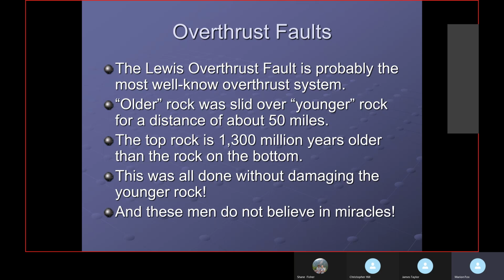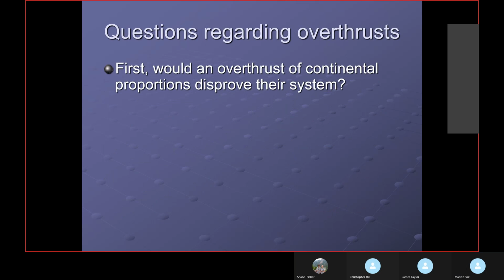And if you know anything about the forces, and if a person had a good engineering degree, he would probably take a strength of materials course. And if he had a good physics major, he would study some of that as well. So these men, they just don't believe in miracles, but they believe that younger rock was underneath that older rock, and the older rock slid over it and didn't damage the younger rock underneath it. I find that amazing that they would believe that, and yet they would not believe in miracles.